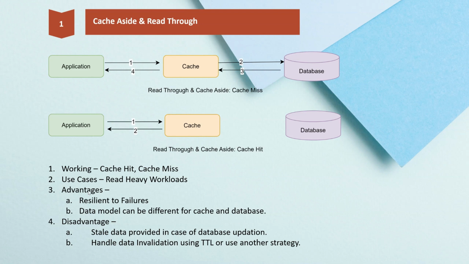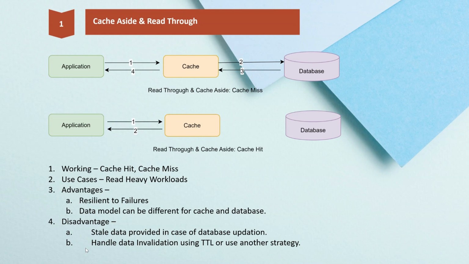There are certain advantages of this cache strategy. First is resilience to failures. Resilient to failures means that if the database fails, then data can be fetched from the cache for some time. Another advantage is that the data model can be different for the cache and the database. There are also certain disadvantages of the cache aside and read through strategy. One is that stale data is provided in case of a database update.